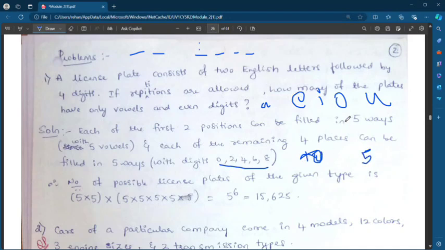Now I have the number of vowels and the number of digits which I can put in. So basically what I can do is simply multiply to get the number of possible license plates of the given type. Now see here, how many places are there? 1, 2, 3, 4, 5, 6.